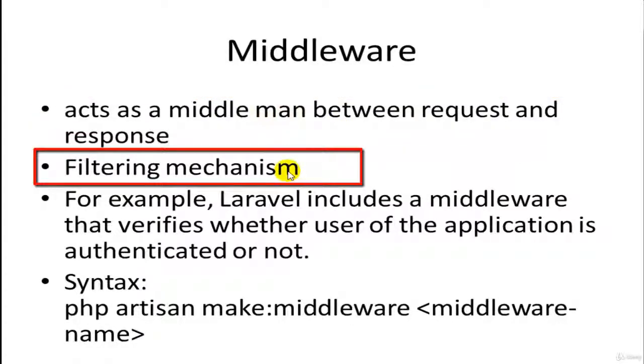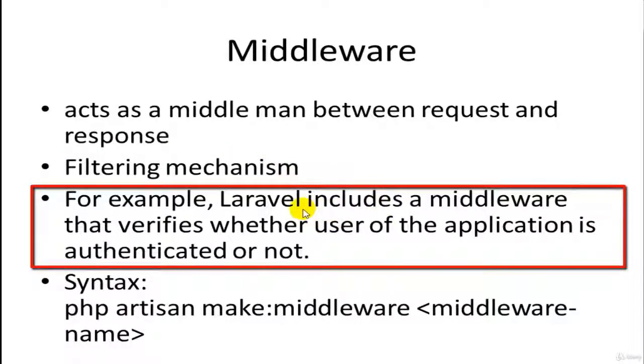It's a type of filtering mechanism. For example, Laravel includes middleware that verifies whether the user of the application is authenticated or not, whether the user is actually there in the system or not. If the user is authenticated, he will be redirected to the home page. Otherwise, he will be redirected to the login page. In this way, it maintains a secured mechanism.